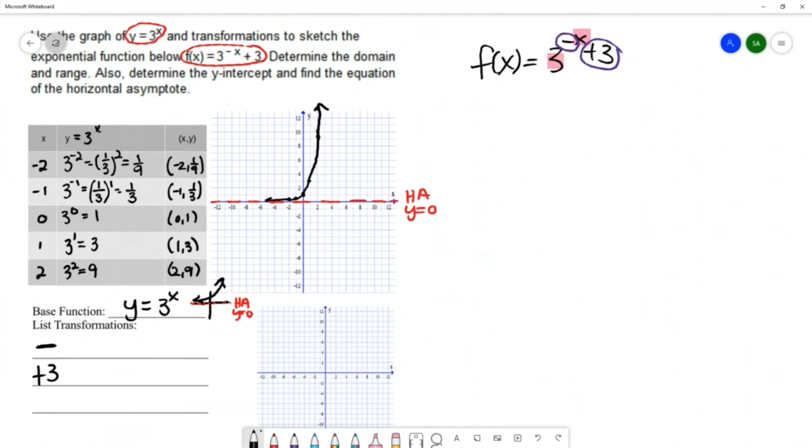So the negative, multiplying by a negative, is the transformation of reflection. And there are two types of reflection, a vertical reflection and a horizontal reflection. When you have a negative that's multiplied onto the x part, that's on the inside of your base, that is a horizontal reflection. So this is horizontal. If the negative would have been here, this negative is on the outside of the base function, and that would be a vertical reflection.